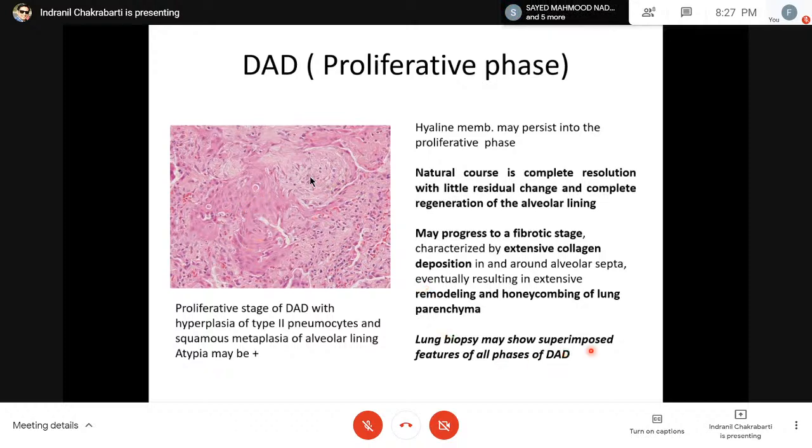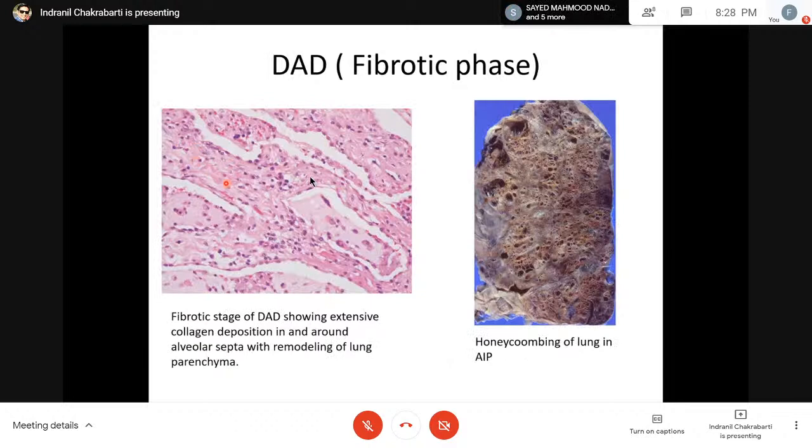So lung biopsies may show superimposed features of all phases of DAD in a case. So this case, that is the fibroproliferative phase, may progress to a fibrotic phase. In fibrotic phase, there is extensive collagen deposition in and around the septa, and this collagen deposition ultimately distorts and remodels the whole lung architecture and results in honeycombing of lung parenchyma. So in the fibrotic phase, you can see inflammation is minimal, the fibroblasts are minimal, but there is deposition of collagen, and ultimately there can be honeycombing of lung. So this is a case of honeycombing of lung of acute interstitial pneumonia.